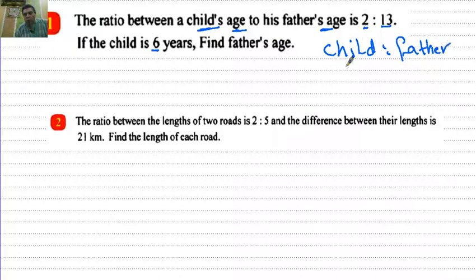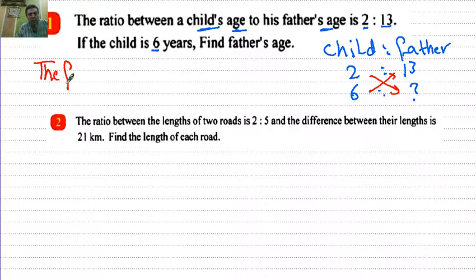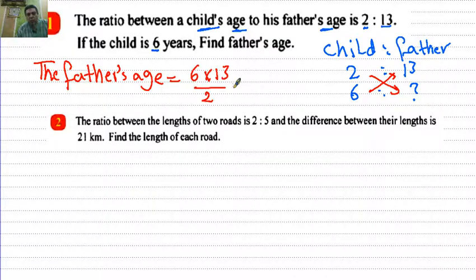Child to father. Child is 2, father is 13. If the child's age is 6, then the father's age is missing. We can use cross multiplication. Then the father's age equals 6 times 13 divided by 2, which equals 39 years. That's the age of the father, 39 years.